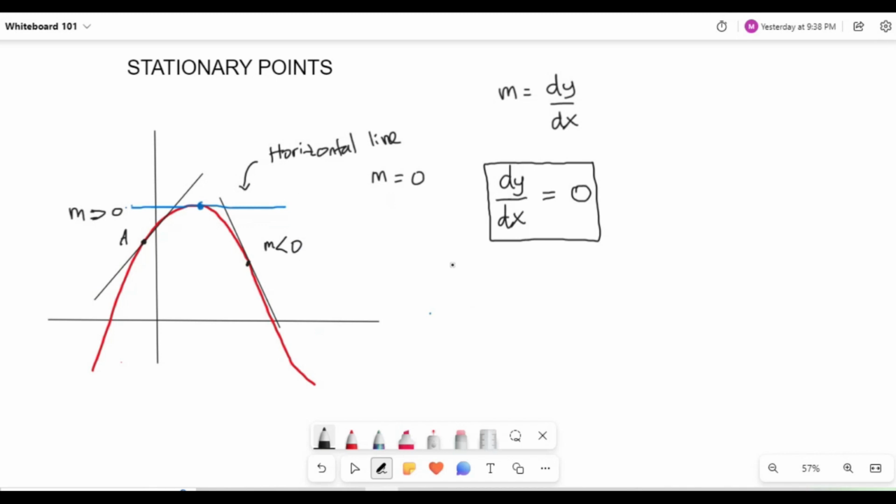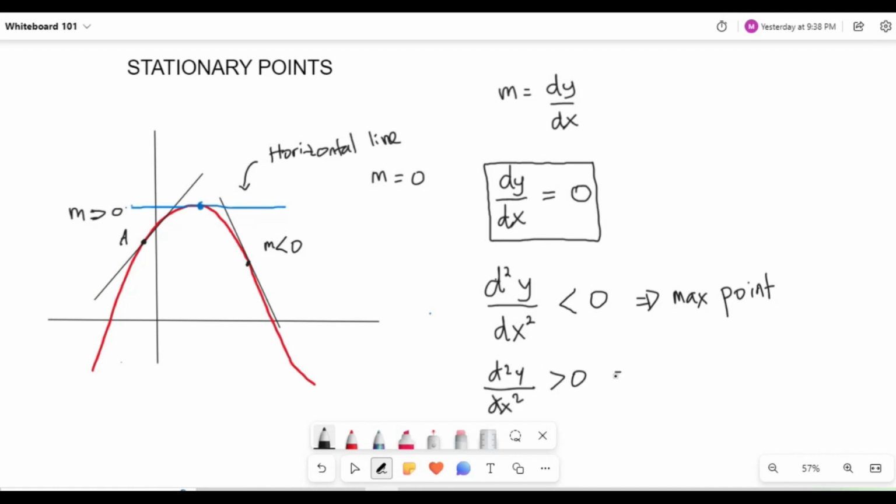Okay, in order to get that, we will use the second derivative, second differentiation. Second differentiation is gonna be this one, d squared y over dx squared, or the second derivative. We will discuss later on how we can get this one, but for now, let's stick to the formula. If it's less than 0, it is gonna be a maximum point. If it's greater than 0, it's gonna be a minimum point.